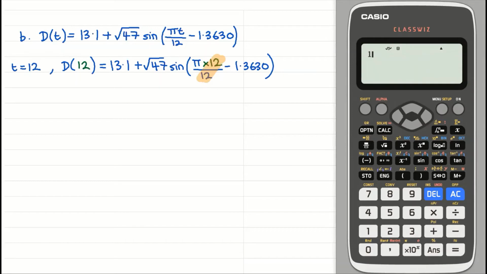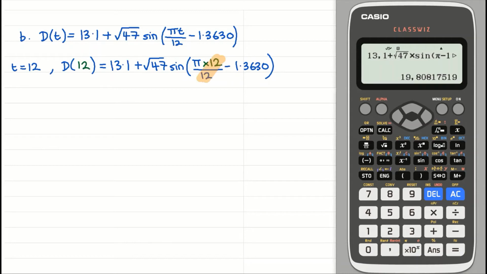So subbing everything in, I could do this in one step. So that's 13.1. Add the square root of 47, multiplied by the sine, and I'm in radians, that's okay. I know the 12s cancel out, so I can just put in pi here. So let's shift the pi button and then subtract the 1.3630. And just double check that before you do anything. Make sure you plugged in the numbers correctly. Okay, and let's see what we get. So this is going to give us the depth of the water in meters.